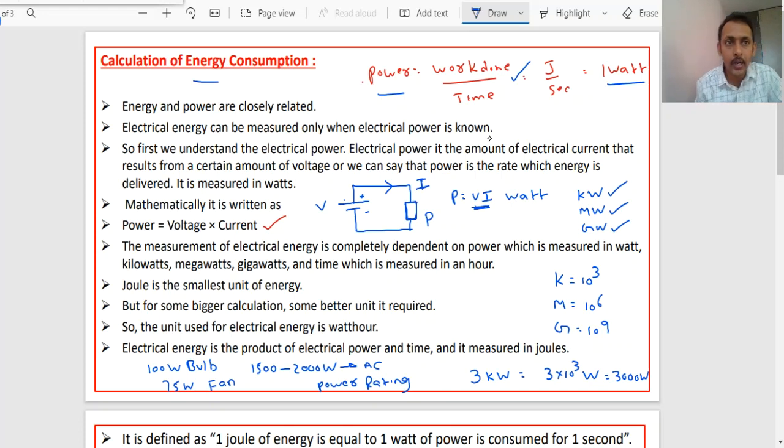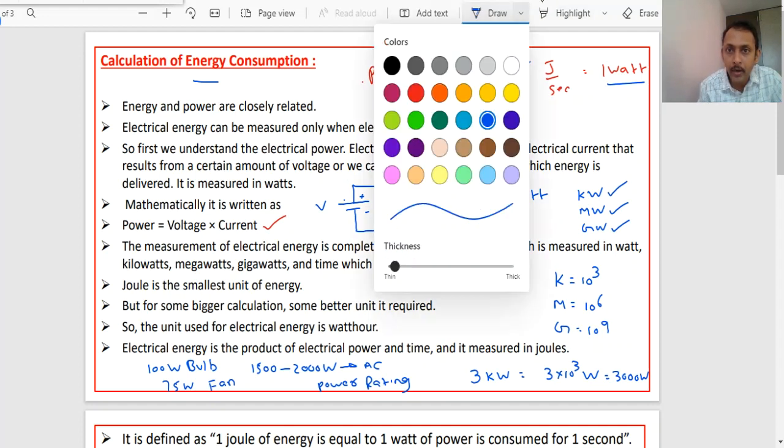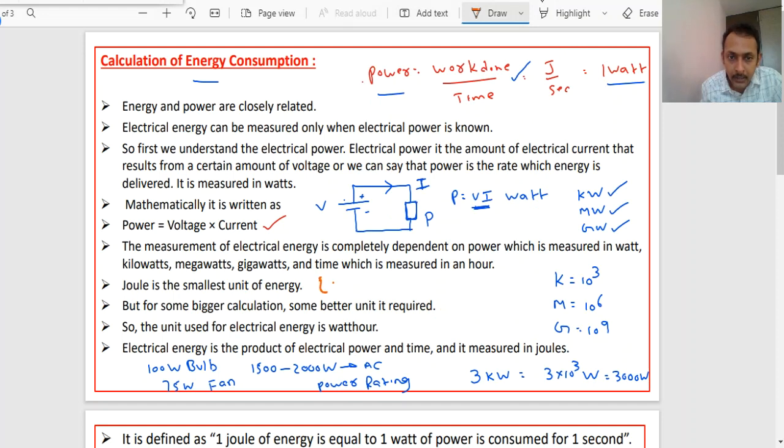But once you are clear with power, then we can go into the energy concept. Now, work done or energy is given by power into time. Energy is equal to the power drawn by the load into time. For how much time period is it drawing the power?